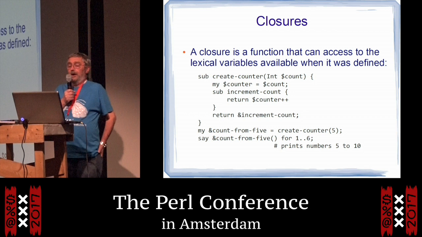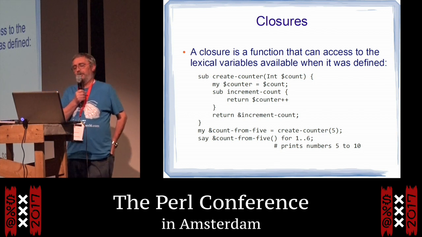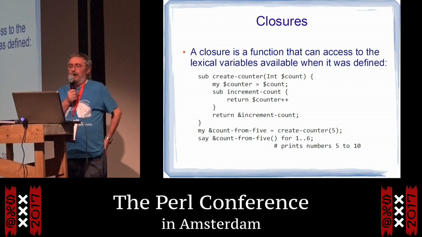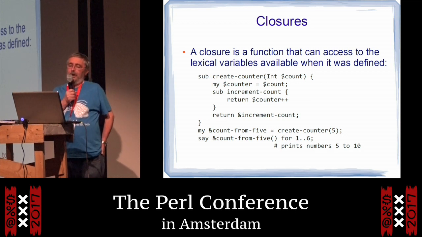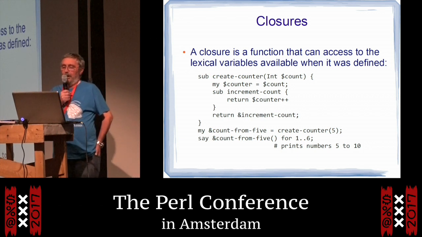Sub create counter. I get a parameter called count, and then I create a new variable called counter, which I set equal to the parameter I have received, count. And then I create a small sub called increment count, which returns counter and then increments counter. And at the end, I return this subroutine which I have just written. And that will work and will print.